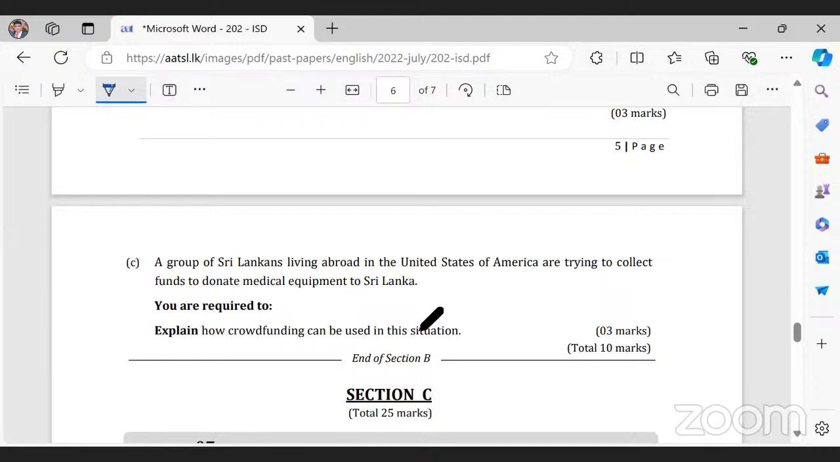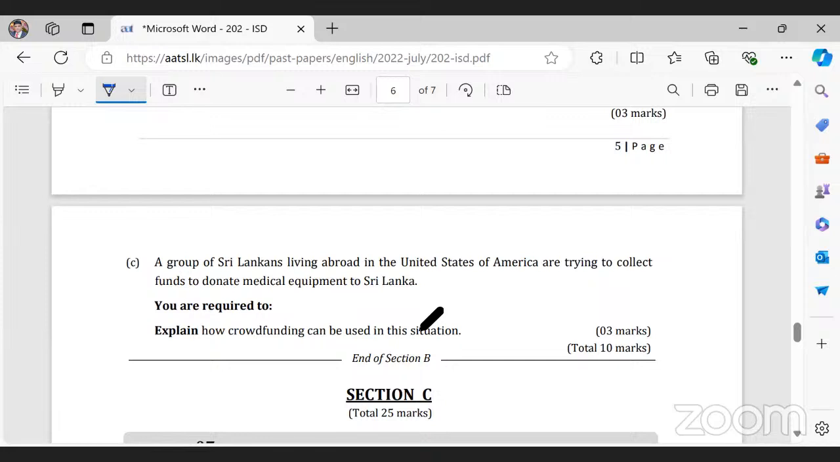Then what they have to do is submit their proposal to a crowdfunding platform, right? This crowdfunding platform is supposed to approve the particular proposal. Then other people on the crowdfunding platform can consider your requirement and contribute a small amount.